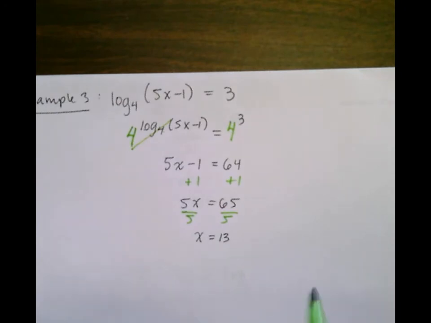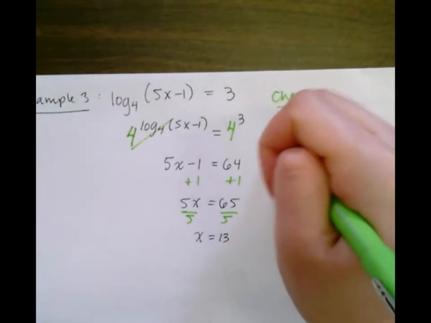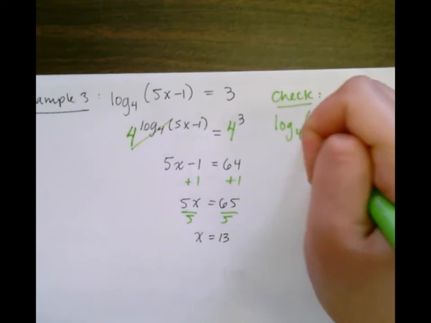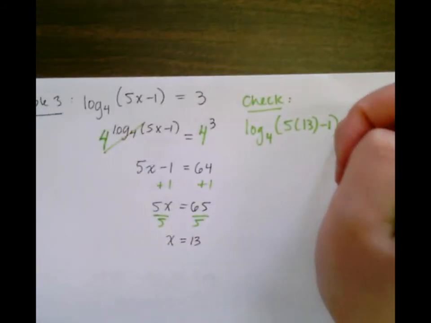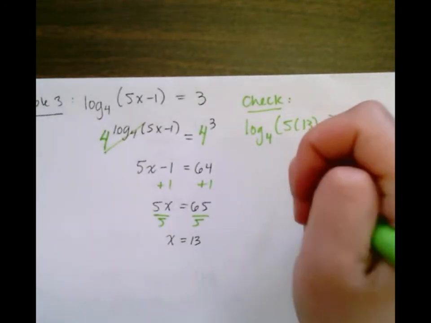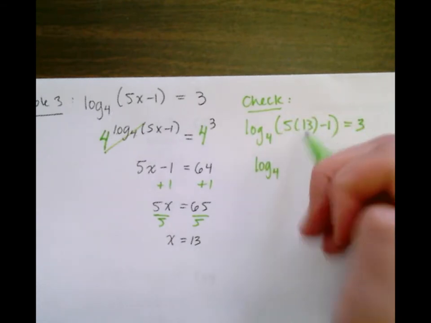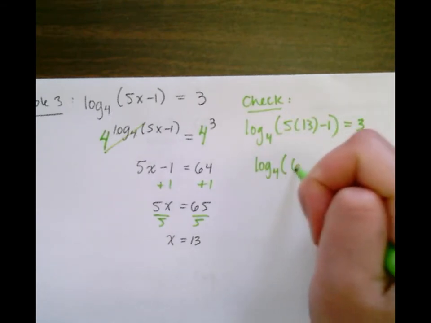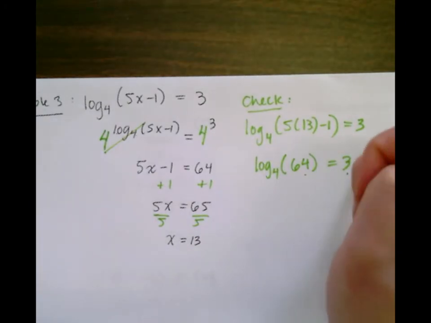So to check my work, I do log base 4 of 5 times 13 minus 1. I'm hoping that's going to equal 3. We'll see. So from here, I'm going to get log base 4 of 5 times 13 is 65, minus 1 is 64. So I'm wondering, is 4 to the third power equal to 64? Yes, that checks out.